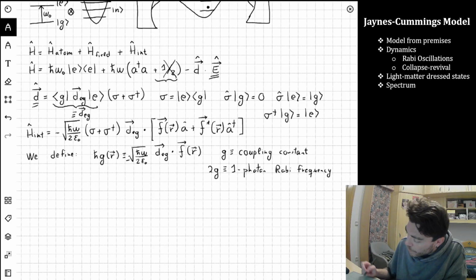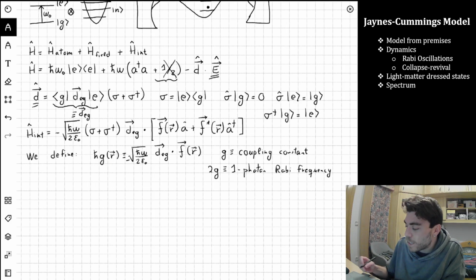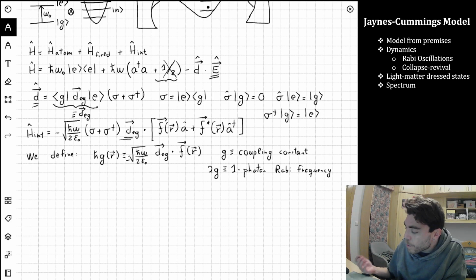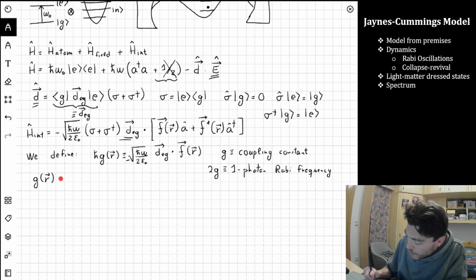First of all, g is in general a complex valued function, and why it's complex depends on the phase of this dipole moment. But we have freedom in choosing this phase depending on your specific system, and you can always choose it such that g is real. So the first thing we will say, and we are not losing generality here, is that g of r is real, evaluated at the position of the atom.